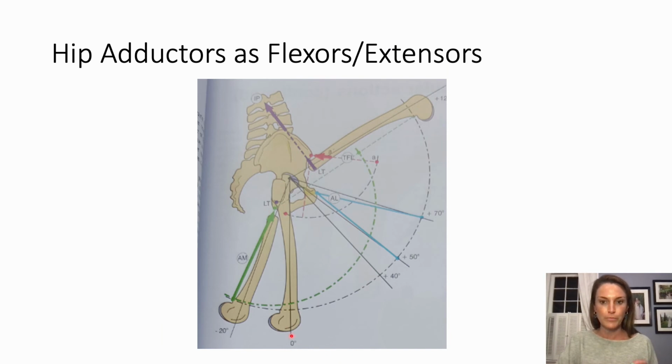So at neutral, all of the adductors except the posterior fibers of the adductor magnus are hip flexors. And the farther we go up, they start to turn off and become hip extensors. So at 40 degrees, the gracilis becomes an extensor. At 50 degrees, the adductor brevis becomes an extensor, and at 70 degrees, the adductor longus becomes an extensor. And then when you get to maximal hip flexion, they are all extensors.